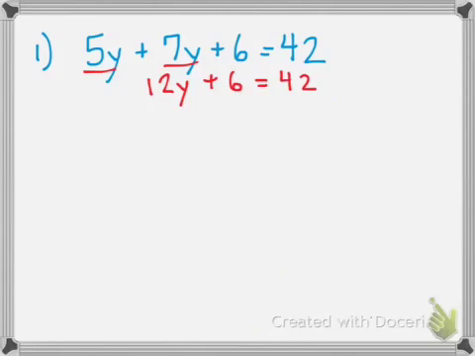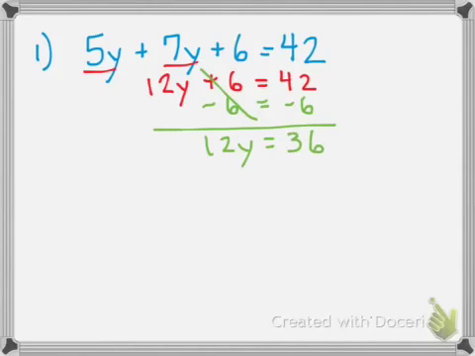So then my second step is to get rid of the constant either by adding or subtracting. I know that the inverse of adding 6 is subtracting 6. So I'll subtract 6 from both sides. And then this plus 6 minus 6 cancels out, so I'm left with 12y equals, and I do 42 minus 6, I know is 36. So now I have 12y equals 36.